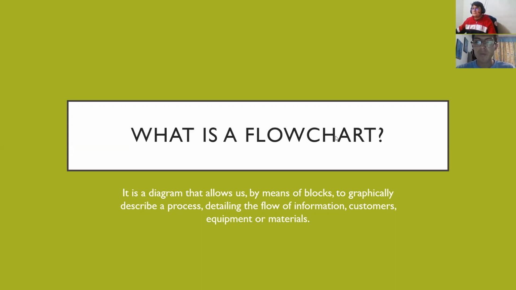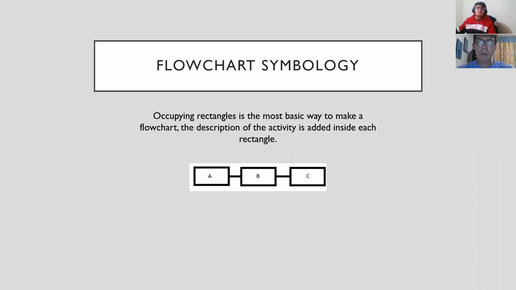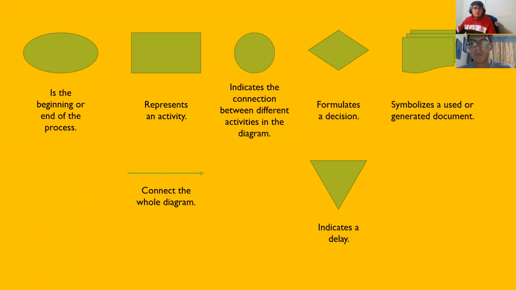Okay, there are many ways to represent the activities in a flow chart. Using rectangles is the most basic way to make a flow chart. The description of the activity is added inside each rectangle. Okay, the most common symbology to make a flowchart is as follows.